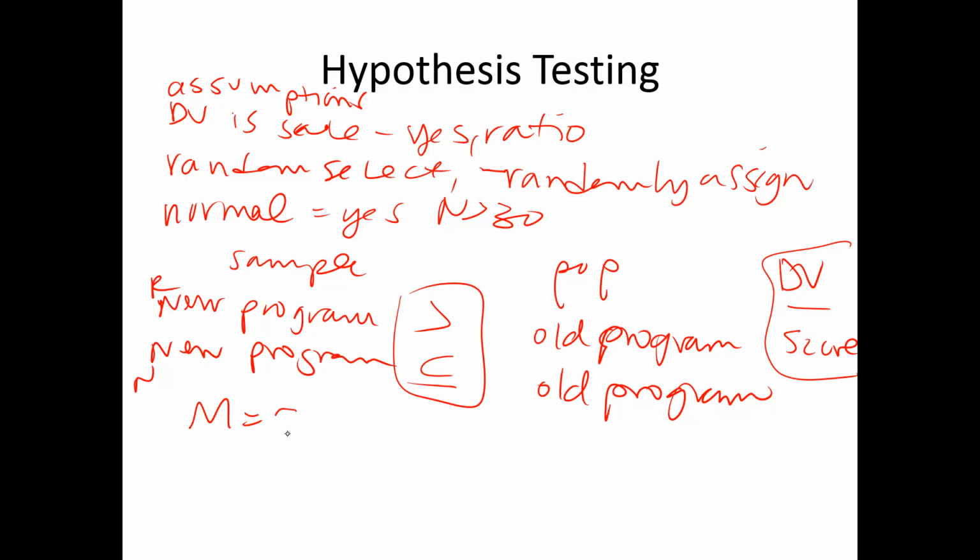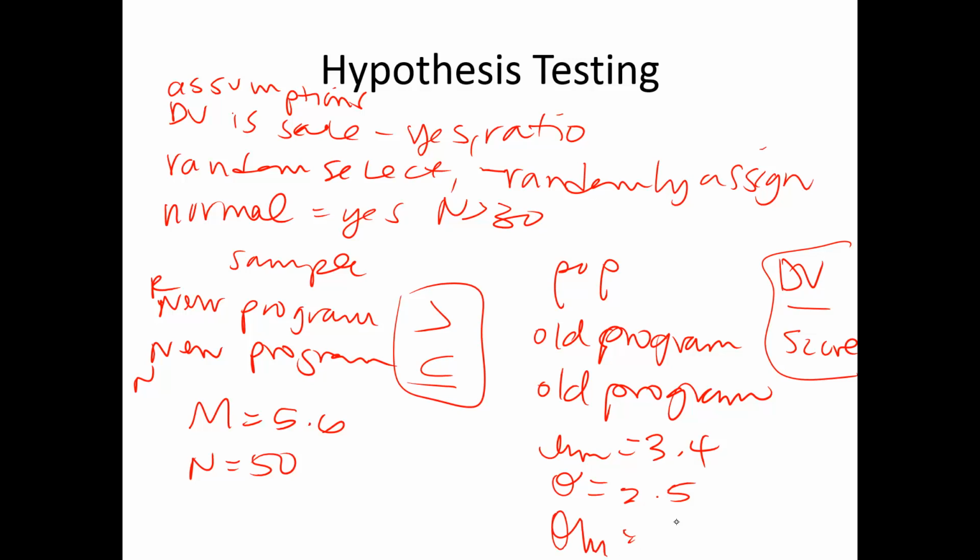And so let's see all the numbers we need here. We've got our mean is 5.6 for the sample. We've got 50 people. Population mean is 3.4. The standard deviation is 2.5. And then standard error is going to be 2.5 divided by the square root of 50. Right, so it's standard deviation over the square root of n, which is 0.35.